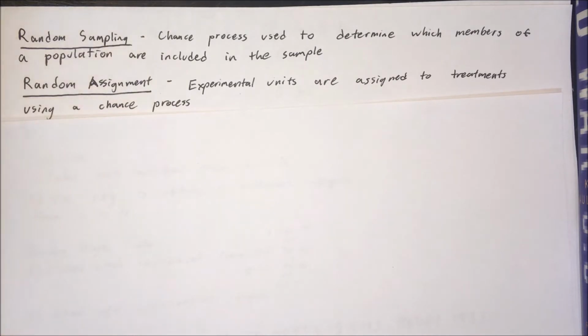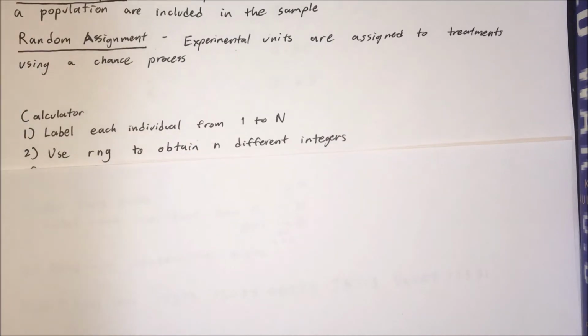There are a couple of different ways of picking random samples or assigning treatments in randomized experiments. Two examples are using technology such as a calculator or computer, or using a random digit table. Let's go through these methods. For choosing a simple random sample with a calculator, the first step is to label each individual in the population with a distinct numerical label from 1 to n. The second step is to use a random number generator to obtain n different integers from 1 to n, with small n being the sample size that you want.